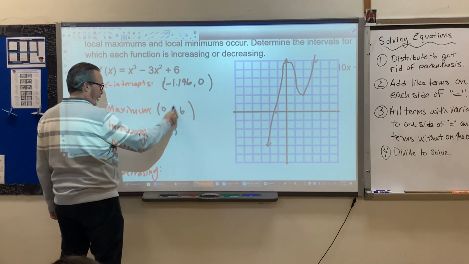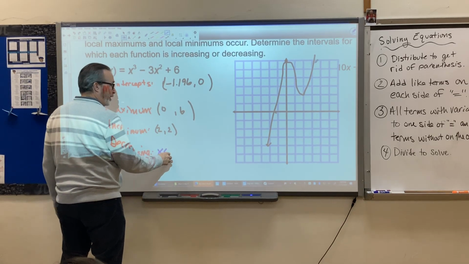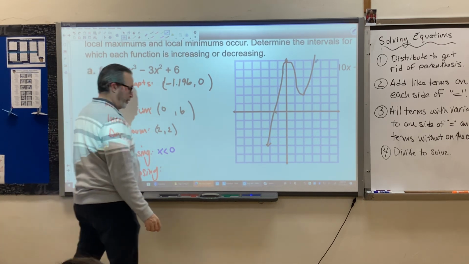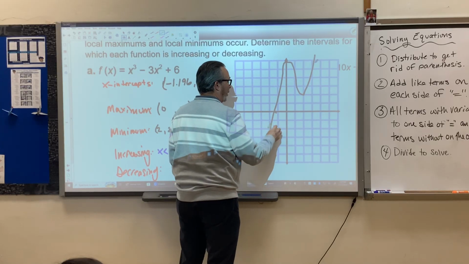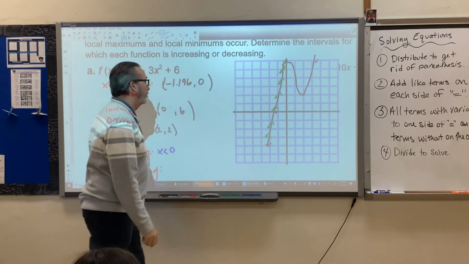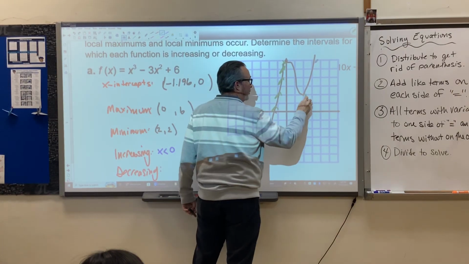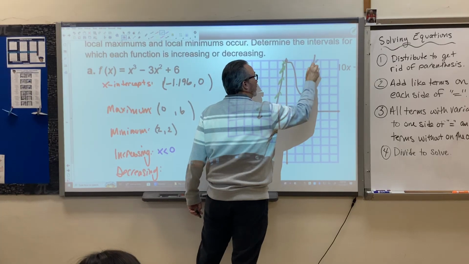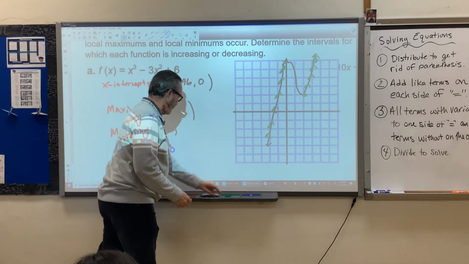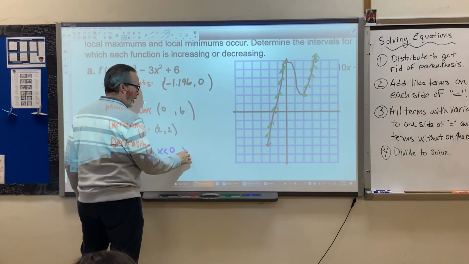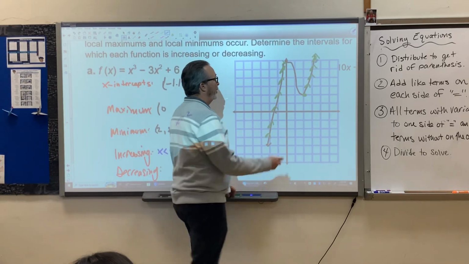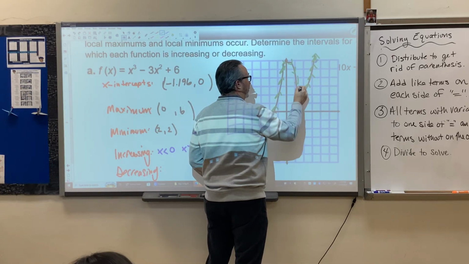So the x values are here. All the x values to the left of 0, it's increasing, right? That's like this part of the graph right here. It's increasing, and it's going up. And then it increases to the right of 2. Increases some more. Remember, you only use x values. So it increases to the left of 0, to the right of 2. And in between 0 and 2, this section is decreasing.